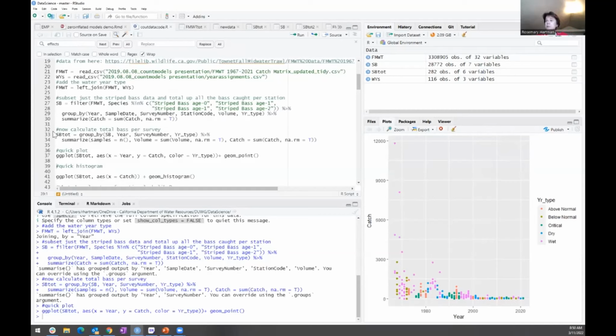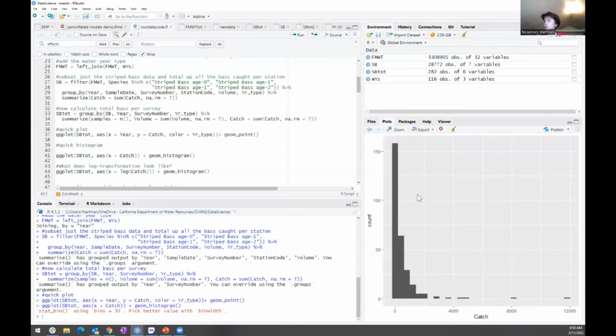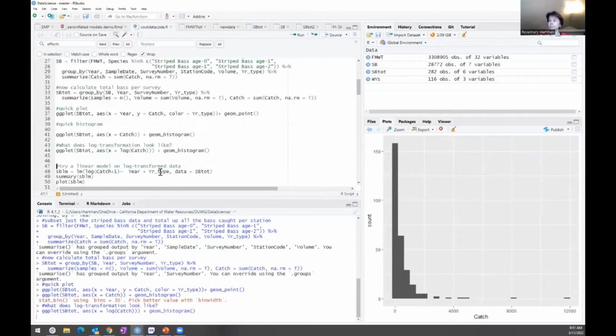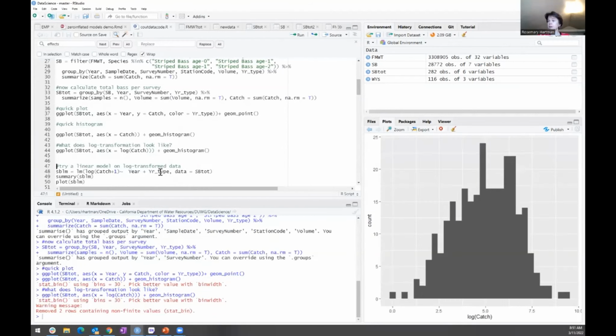See what a histogram looks like. So yeah, we have a lot of really small values, very few big values. Now, can we log transform it? Yes, we actually have a pretty nice bell curve when we log transform this data. Note we had a little error message, remove 2 rows containing non-finite values. So we probably had some zeros in there. We should have added 1 before we log transformed it.